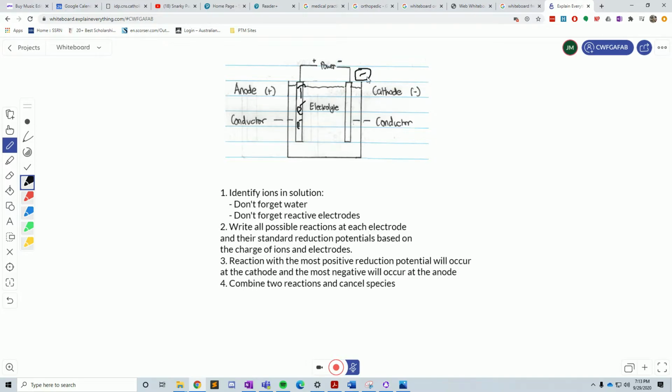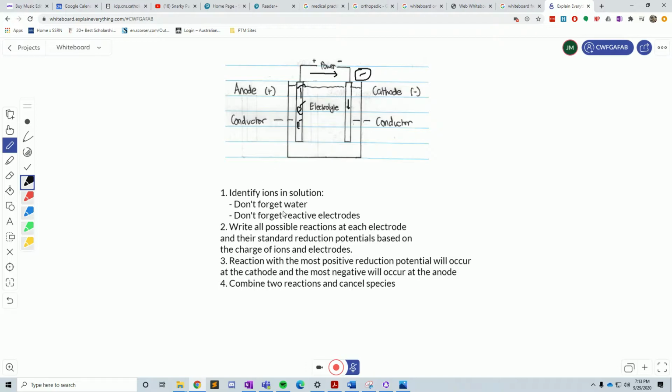So the power supply needs to create the negative polarity for these electrons to go that way, and then come in here and be reduced at the cathode. So electrons flow the same way from anode to cathode in both galvanic and electrolytic. It's simply the polarity that changes because you need to attract the electrons to the cathode in an electrolytic cell. Okay, so let's say you want to work out what happens in an electrolytic cell.